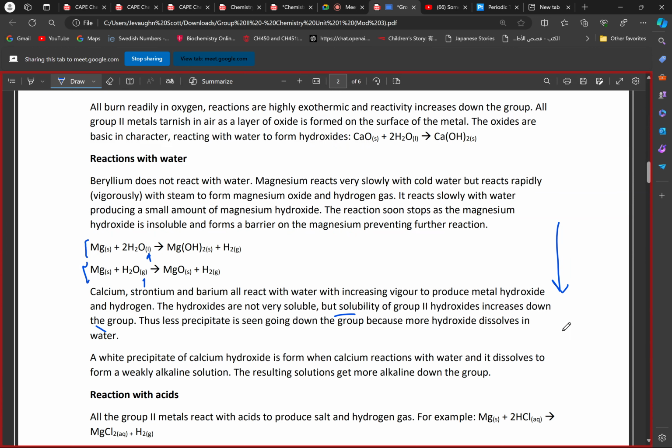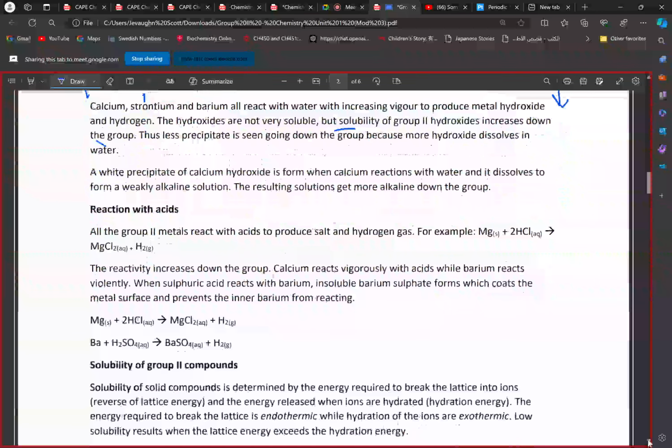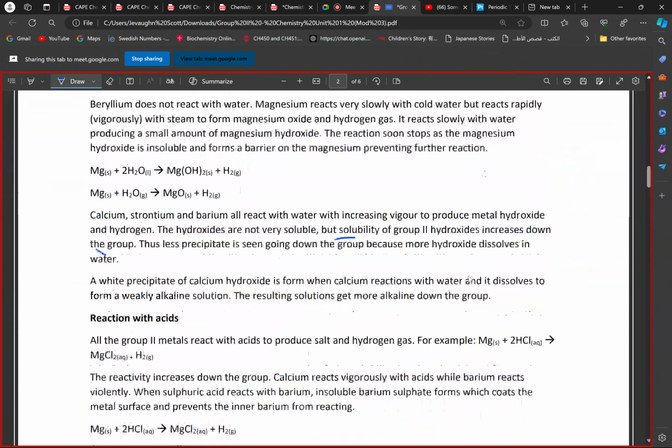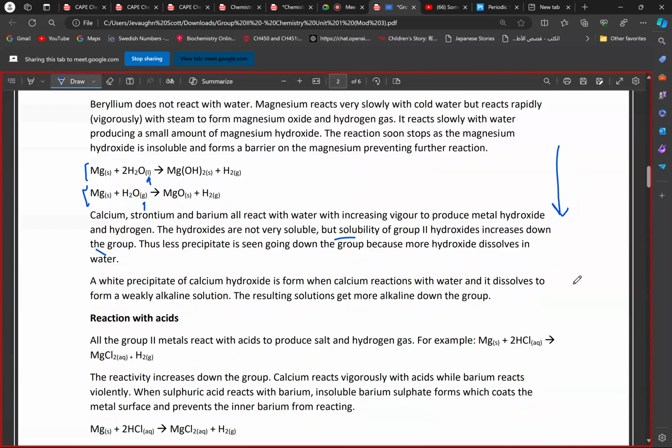A white precipitate of calcium hydroxide is formed when calcium reacts with water, and it dissolves to form a weakly alkaline solution. So that's what we have there. The resulting solutions are more alkaline going down the group, of course. So basicity also increases going down the group. Basicity increases going down the group, solubility of the hydroxides increases going down the group, and reactivity increases going down the group.